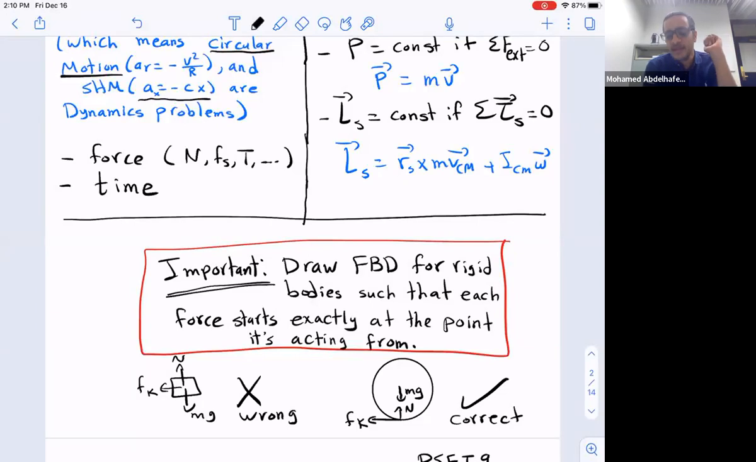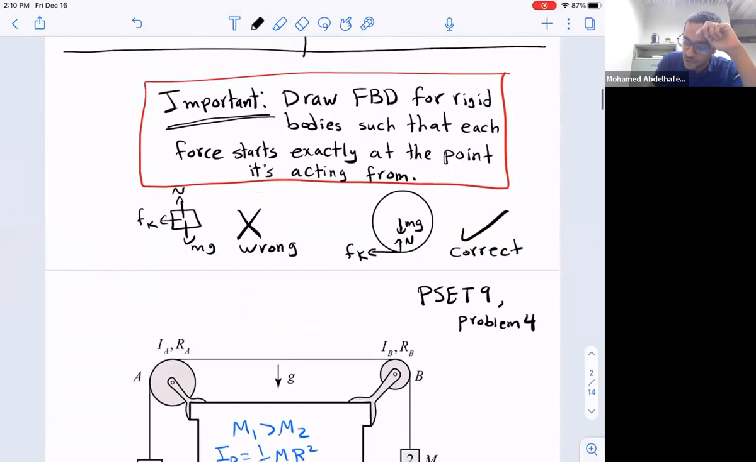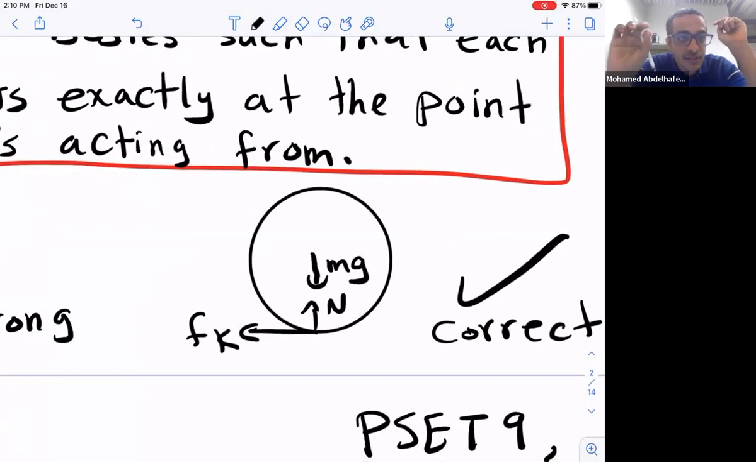Either way, the free body diagram is no longer looking like the one on the left, where it's just a block, a point mass, and the forces are all at the same point. This is wrong. We don't do that anymore. Our free body diagram should be like this, where every force is kept exactly at the location where it's acting, because it matters for torques and for angular momentum. It matters where the forces are acting.